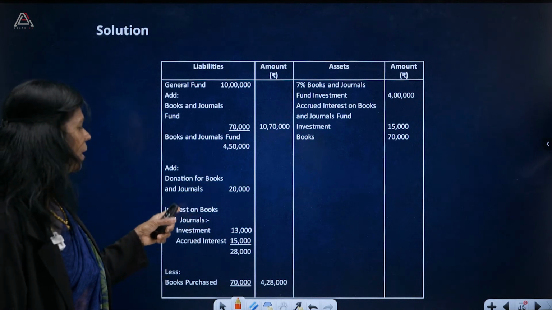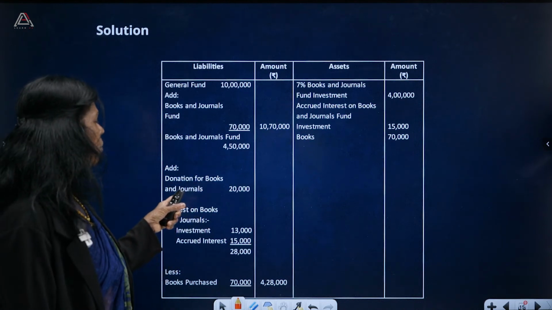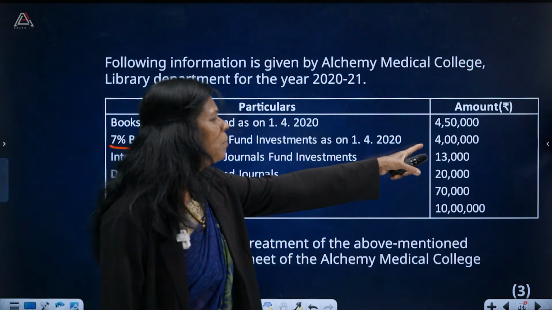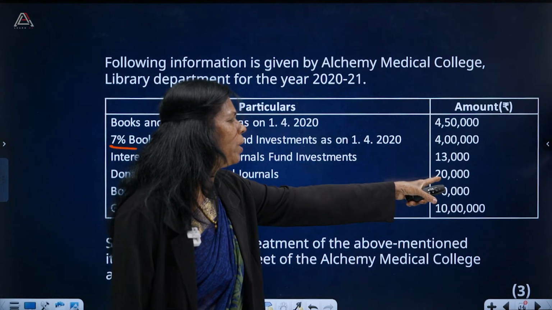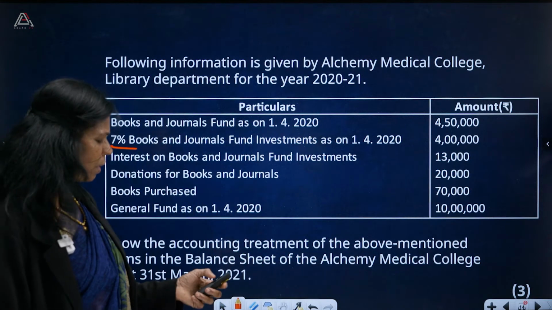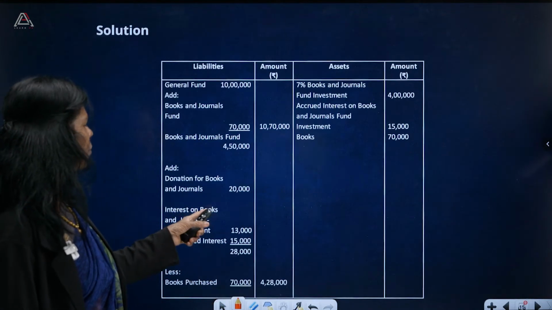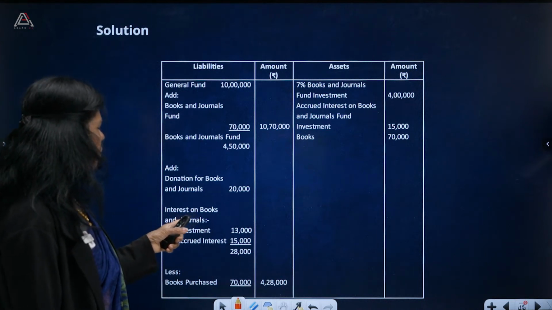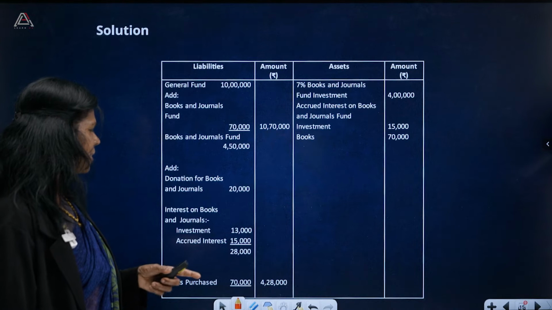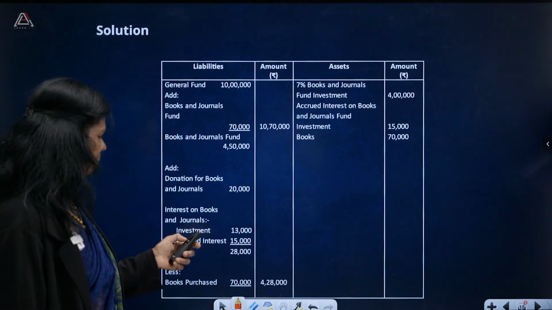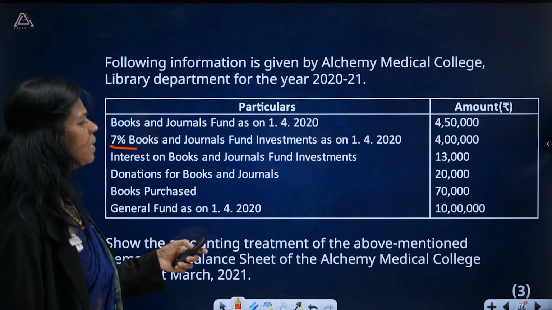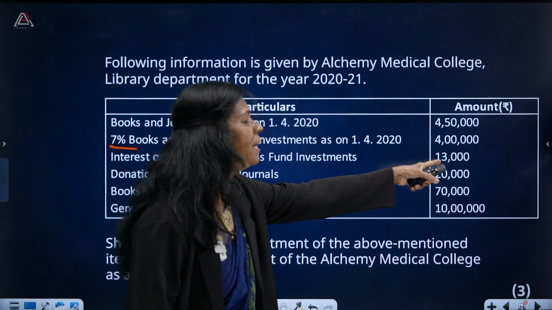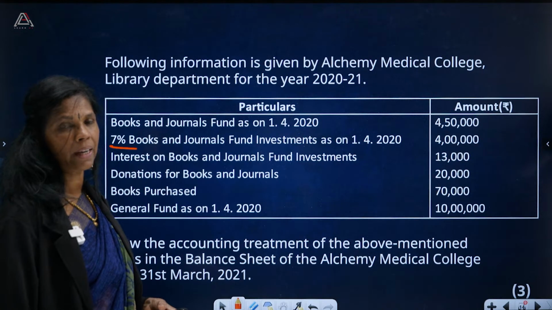Along with that one, we have to add donation for books and journals. 4,50,000, and donation for books and journals is 20,000. This one we have to add it. Then another one, interest on books and journal. Interest is given in the question. See, interest on books and journal fund investment 13,000. It is given.